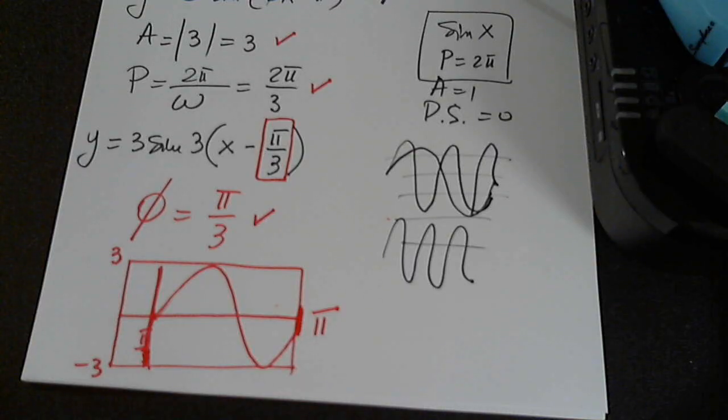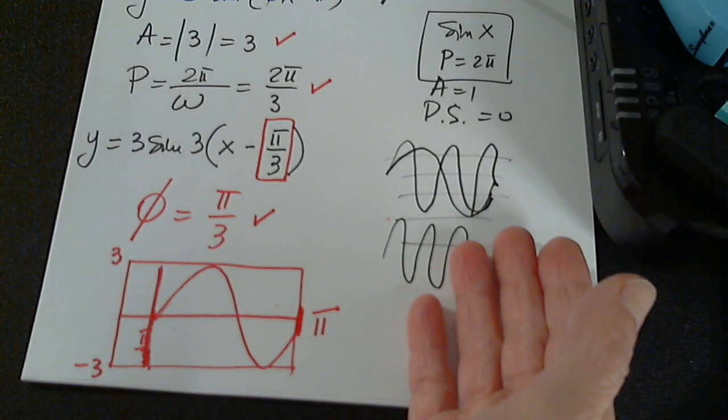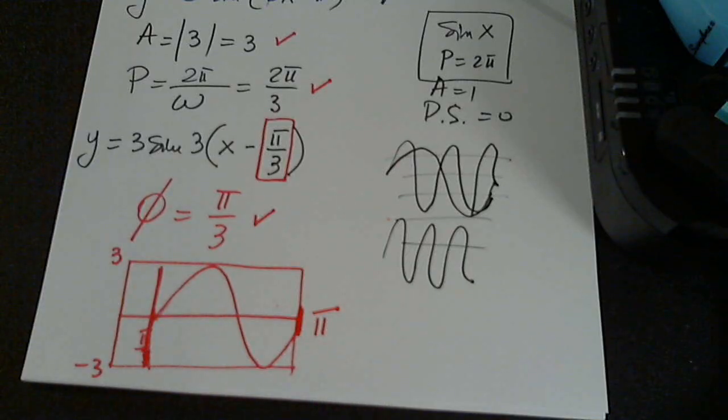We started a phase shift pi over 3 to the right because it was negative pi over 3, as we know from transformations. And it ended by adding to the phase shift a full period, which was 2 pi over 3. So pi over 3 plus 2 pi over 3 ended exactly at pi, as expected. Any questions? Of course, you understand what I graphed here.